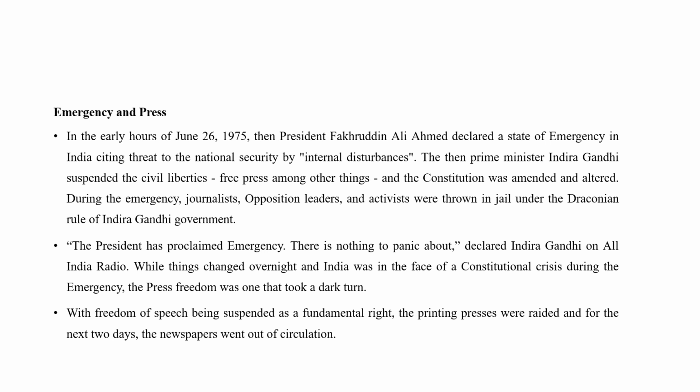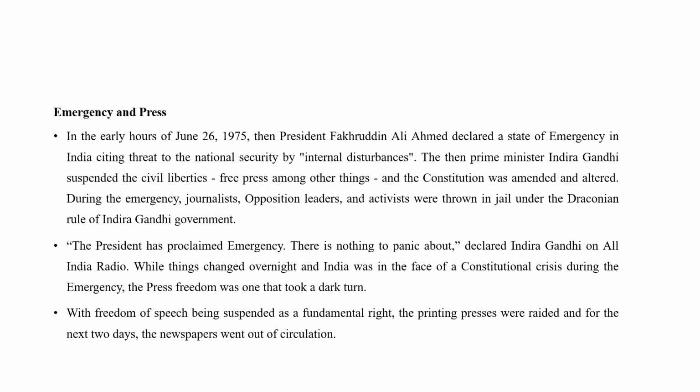Now let us look at emergency and the press. In the early hours of June 26, 1975, the then President Fakhruddin Ali Ahmed declared a state of emergency in India, citing threat to national security by internal disturbances. The then Prime Minister Indira Gandhi suspended civil liberties, including free press, and the constitution was amended and altered. During emergency, journalists, opposition leaders, and activists were thrown in jail under the draconian rule of the Indira Gandhi government.